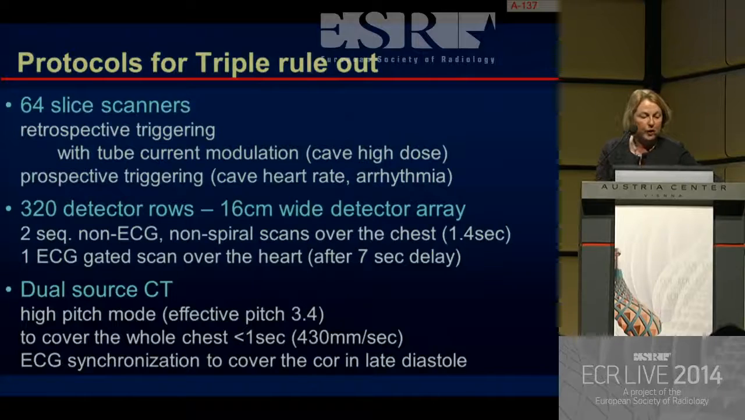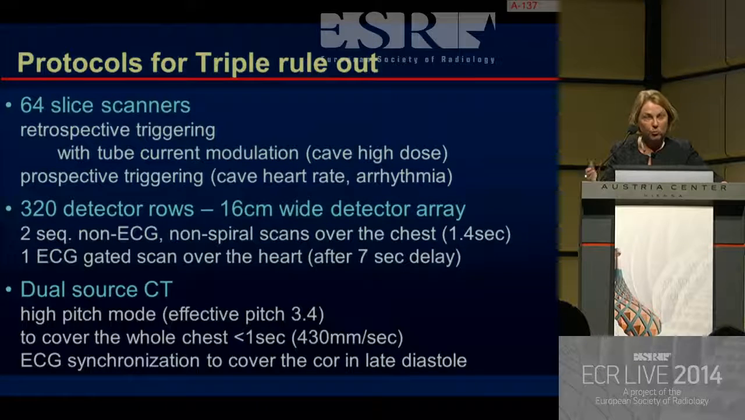Protocols for triple rule-out depend very much on the scanners you have at home. So let's start with the 64-slice scanner. You can do that with retrospective triggering or prospective triggering. Retrospective triggering, of course, in association with the dose is certainly not recommended. If you go for prospective triggering, you have the limitation of heart rate and arrhythmia.